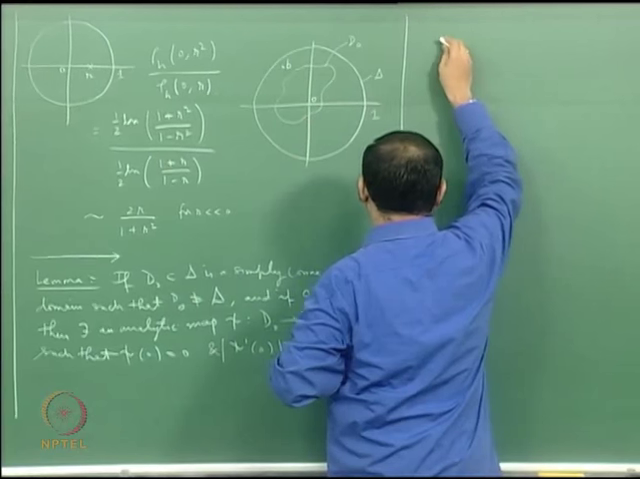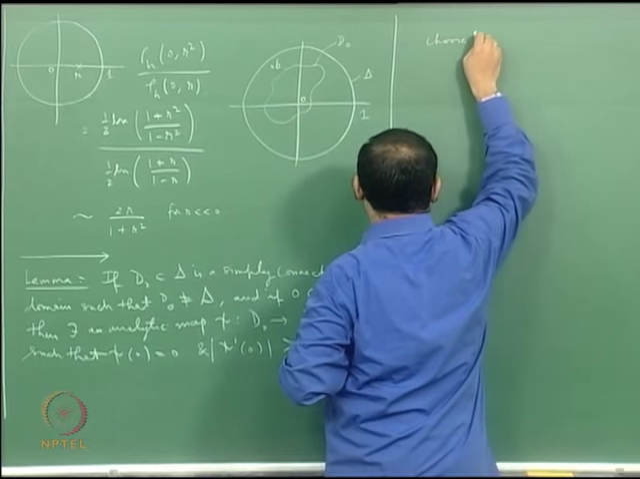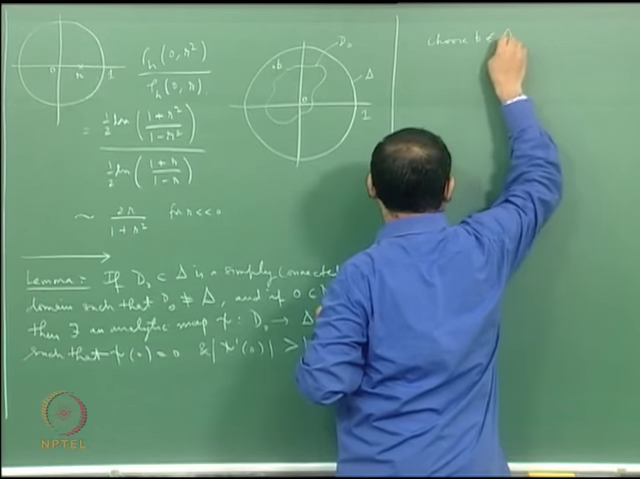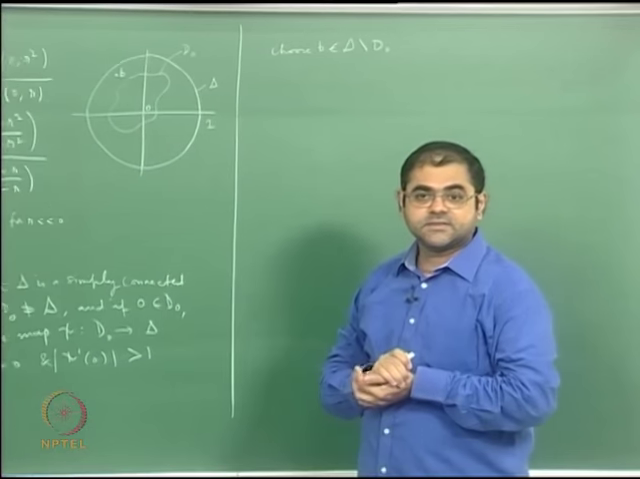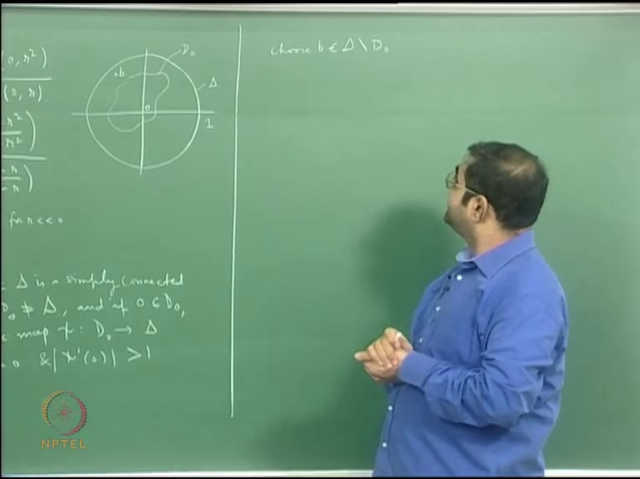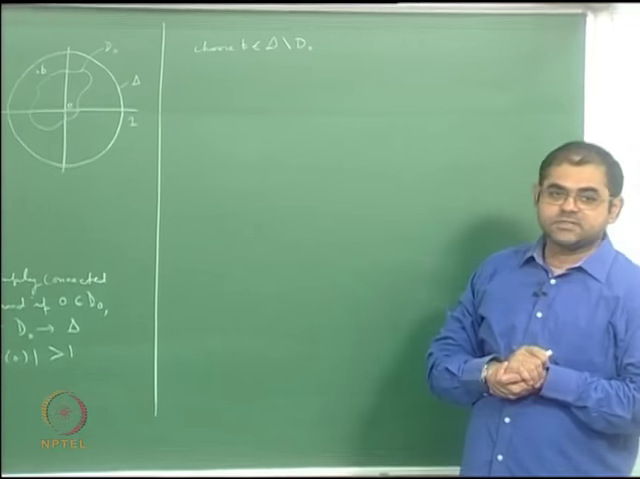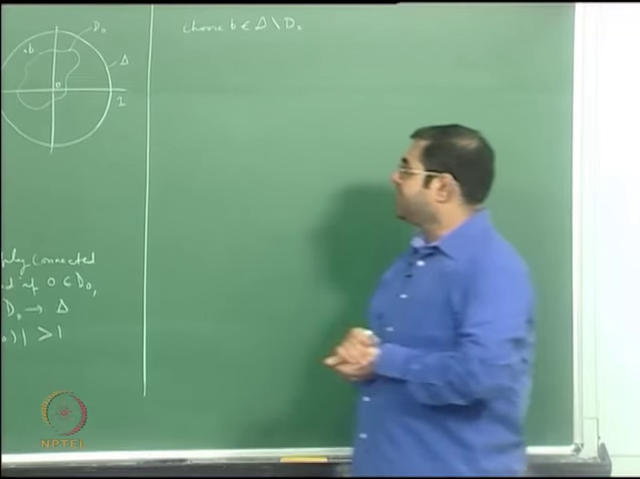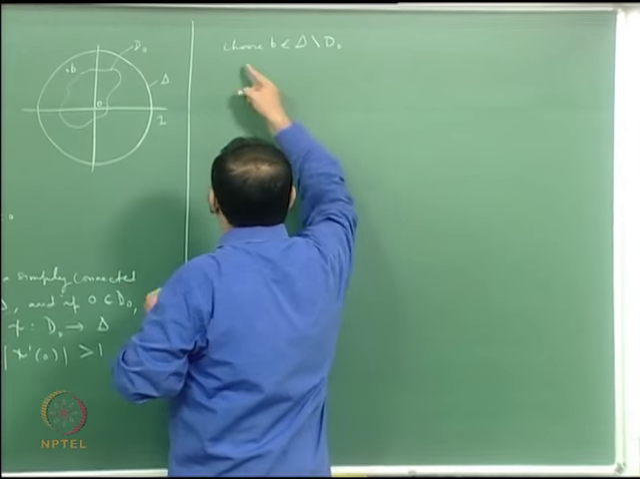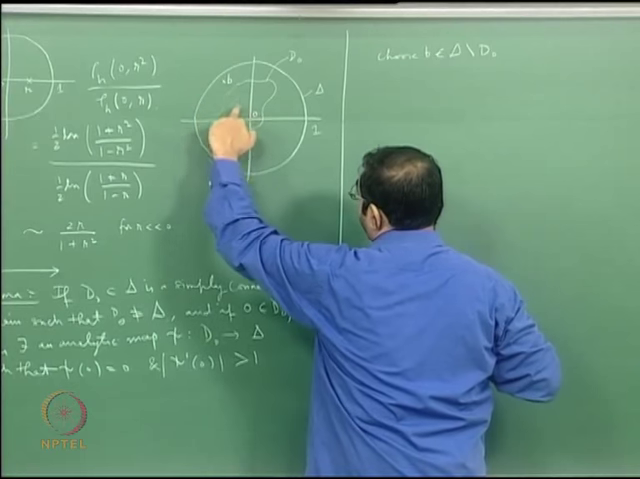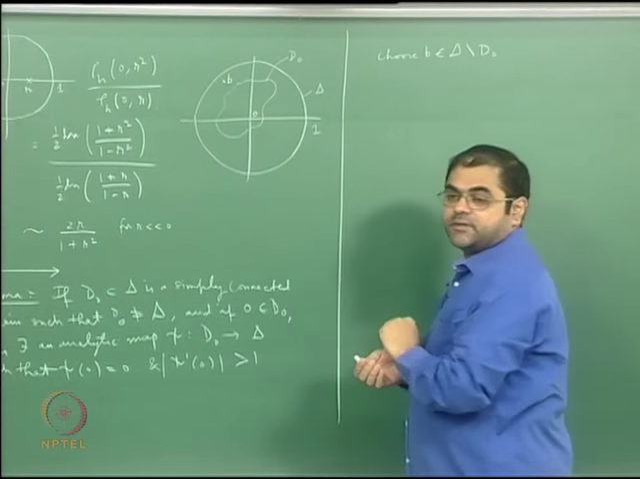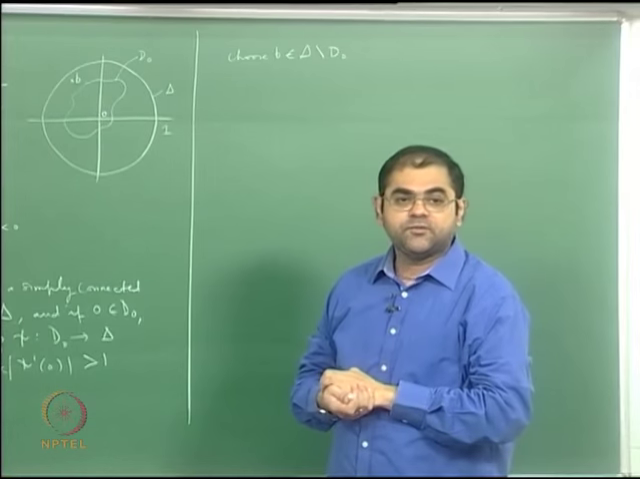It's very, very simple. Choose B in delta minus D naught. Choose a point B which is outside D naught but inside delta, and this is possible because D naught is not the whole unit disk. And you take a Mobius transformation, which is an automorphism of the unit disk, and that will map the point B to the origin.